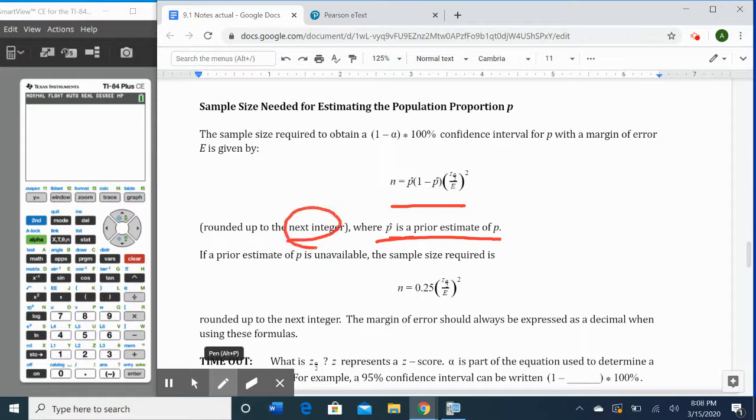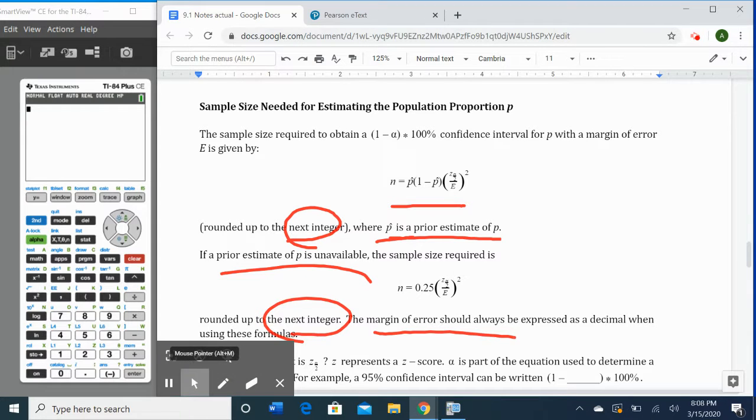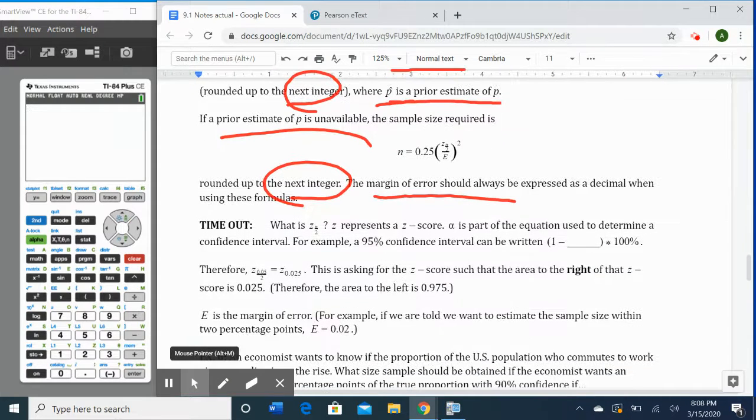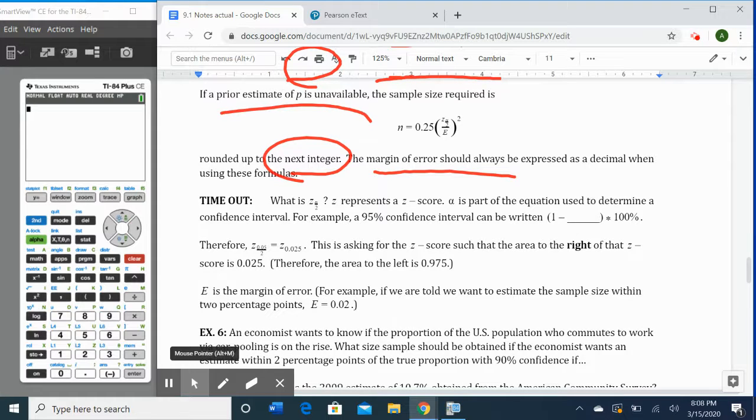If it's a decimal, regardless of whether it would normally round up or down, we always round up when it comes to these sample sizes. And if no prior estimate is available, then n is equal to 0.25 times Z sub alpha over 2 over E, squared. Again, rounded up to the next integer. The margin of error should always be expressed as a decimal when using these formulas, and we'll talk about that.